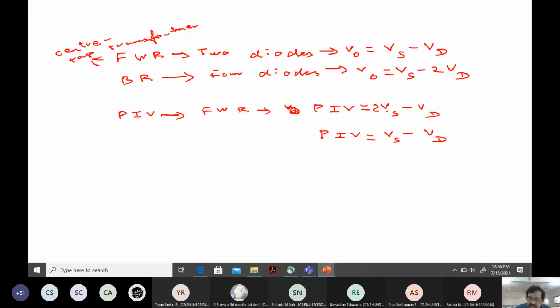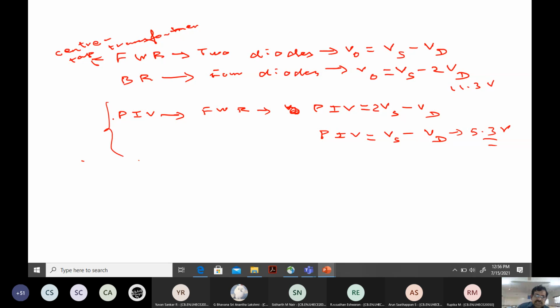Now let my voltage be, say, 6 volt. Peak inverse voltage here will be 12 minus 0.7. That will be 11.3 volt. Whereas here the peak inverse voltage will be only 6 minus 0.7. It will be 5.3 volt. Now if I buy a diode and I know its breakdown rating, the peak inverse voltage is much lower compared to the other, almost half of it. So I will be safely operating the diode without entering into breakdown with a bridge rectifier configuration.